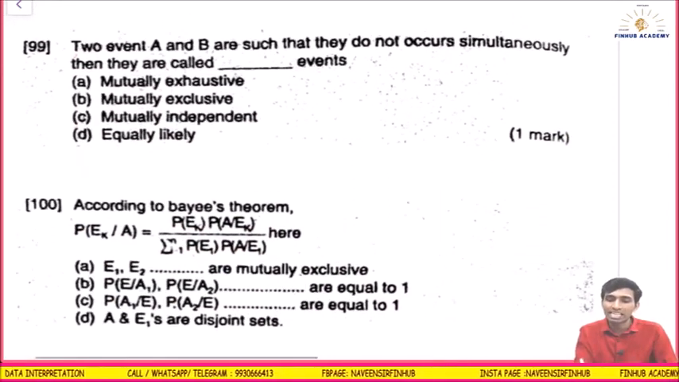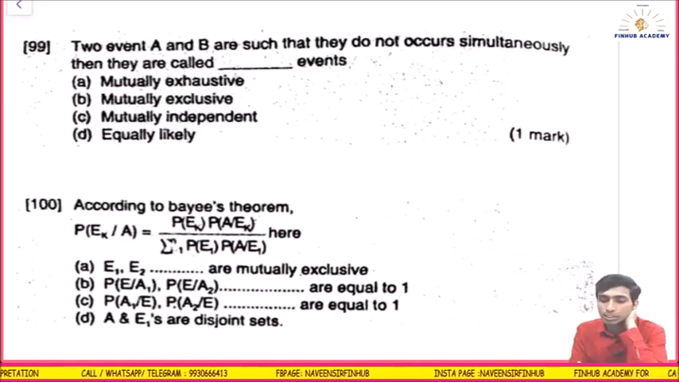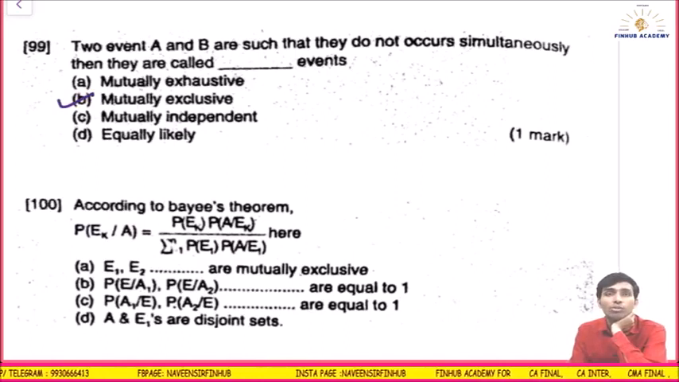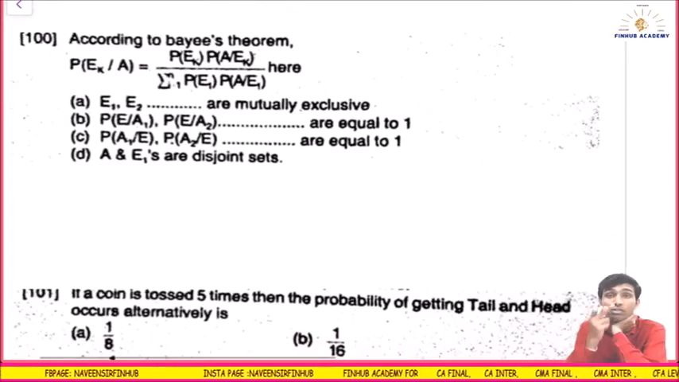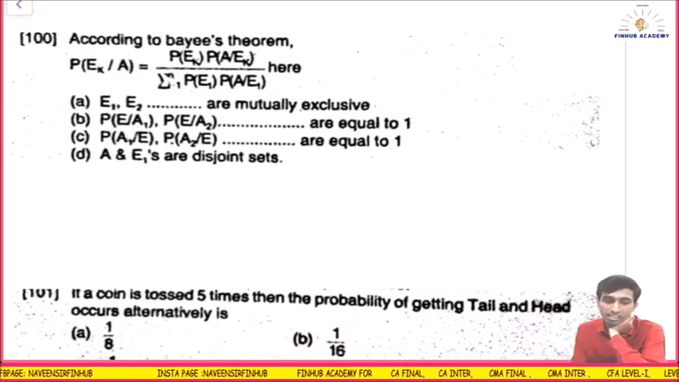Two events A and B are said to be such that they do not occur simultaneously, then they are called dash events. They are mutually exclusive events, which cannot happen together. Correct? According to Bayes theorem, this is not there. Okay, anyways, but still this is not there now.